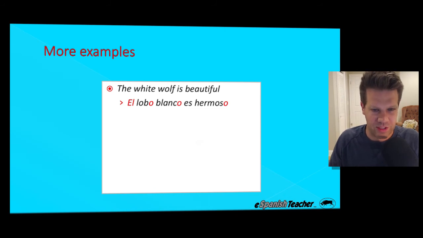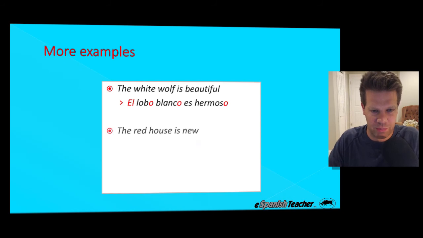What I want to point out here is that nearly every word in this sentence takes its cue from the word lobo. Because lobo is our noun, we have to use the article el. We also have to use the singular masculine adjective blanco. Okay, blanco has to be singular and masculine because the wolf, lobo, is singular and masculine. Likewise, hermoso has to be singular and masculine because, again, wolf is singular and masculine.